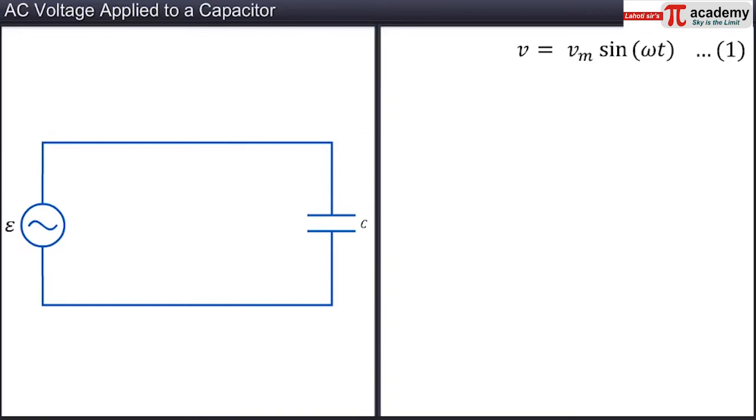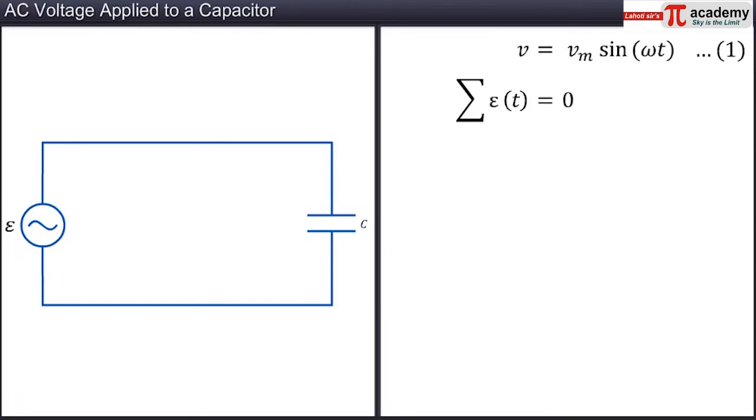Now assuming the circuit to be purely capacitive, which means it has only a capacitor in the circuit, the instantaneous voltage across the capacitor is equal to the voltage supplied by the AC source. We shall make use of Kirchhoff's loop rule. According to this rule, the sum of potential differences across various components in the circuit is zero. Thus, we have V minus Vm sin omega t is equal to 0, which again leads to equation 1.